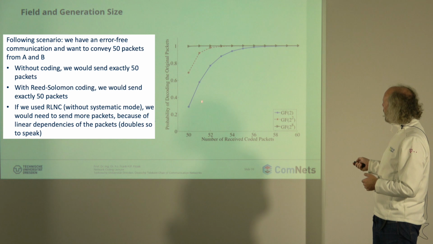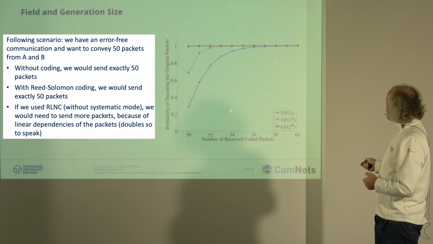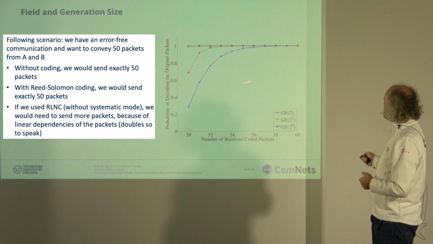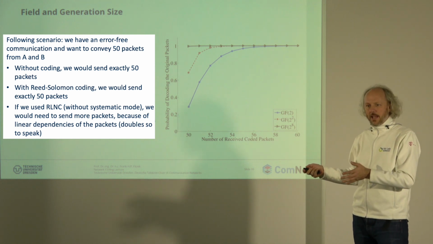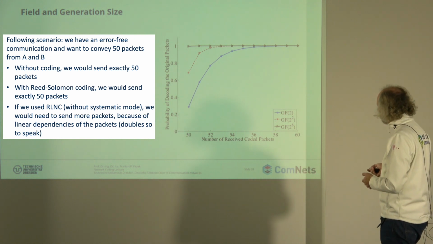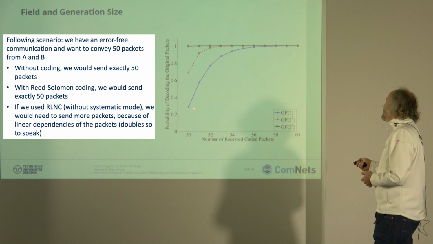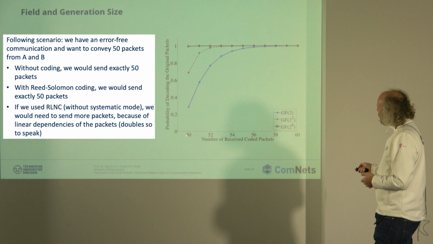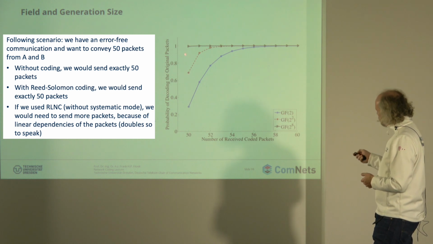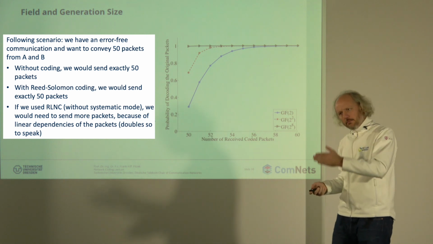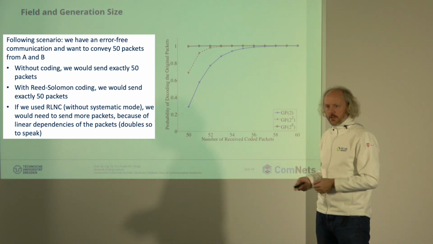If you get 51 packets, it's 60%. Then 50, 52, 80% more or less, and so on. So in order to have 100% decodability, you need something around 60 packets in the binary case, as it seems here. Now, if you have a higher field, 2 to the 2, you see after 50, it's already 70%. If you have 2 to the 8, it's higher. It's close to 1. It's not really 1, as you can see.